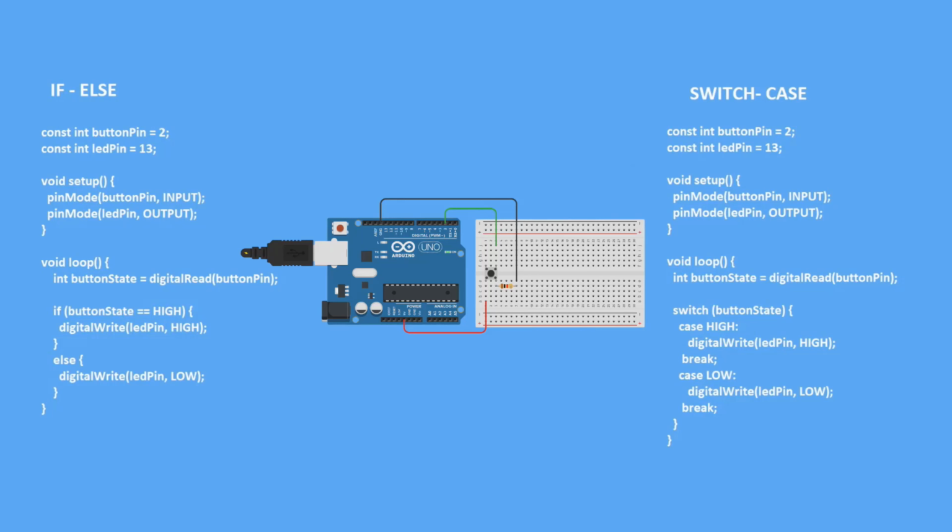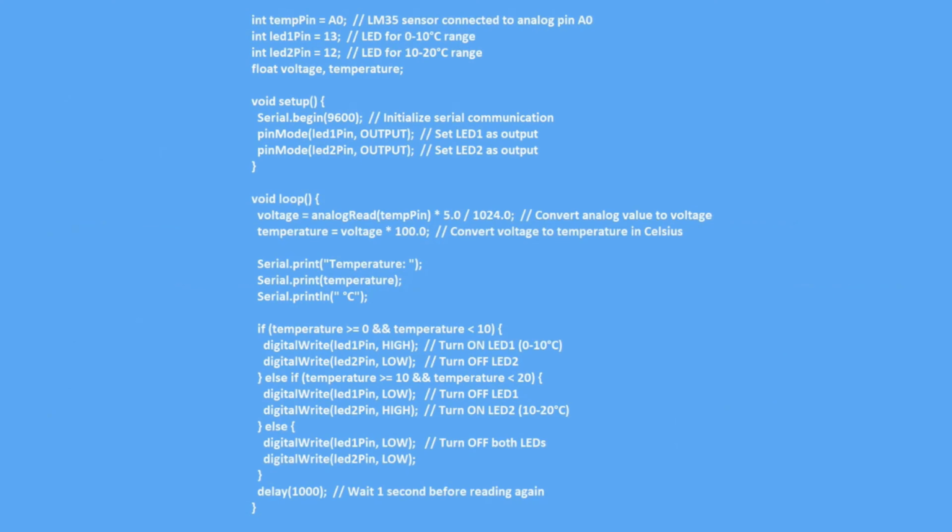The switch case control structure is similar to the if-else structure, but there are some important differences between them. For example, in the example displayed on the screen, if the temperature sensor data is between 0 and 10 degrees or between 10 and 20 degrees, different LEDs turn on. This type of comparison can be easily done using an if-else structure, as we can check whether a variable is greater or smaller than a specific value. However, the switch case structure works a bit differently.